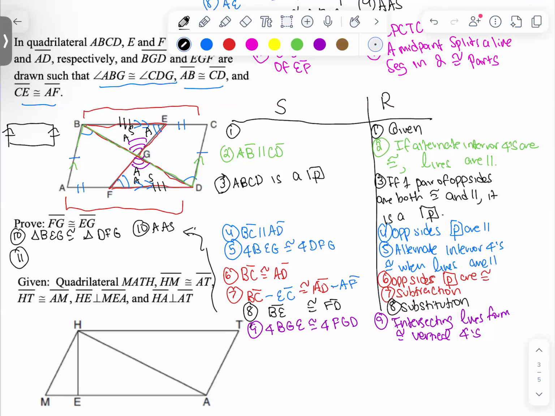And then from here, just like we talked about at the beginning, I'll use a different color for this actually. We can say that FG is congruent to EG, CPCTC. We already proved the triangles are congruent. And CPCTC allows us to say once the triangles are congruent, everything else is also congruent. All of the corresponding sides and all of the corresponding angles are also congruent.